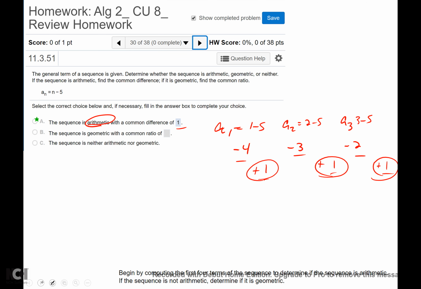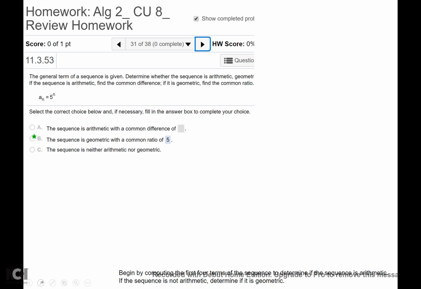Okay? Alright, same thing for this one. You can tell because of the power, it's going to be geometric. But we've got to find the common ratio. A sub 1 would be 5 to the first, which is 5. A sub 2 would be 5 squared, which is 25. A sub 3 would be 5 cubed, which would be 125.